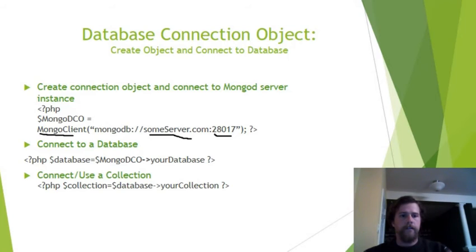Next, to connect to an actual instance of a database, you'll use the variable and then call the specific database that you would like. Now that you're connected to the database, you want to connect to a collection. Again, using the variable for the database, call the collection.